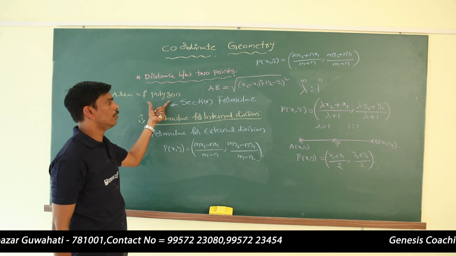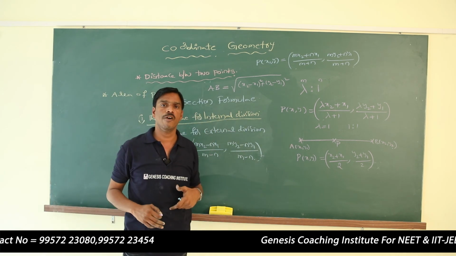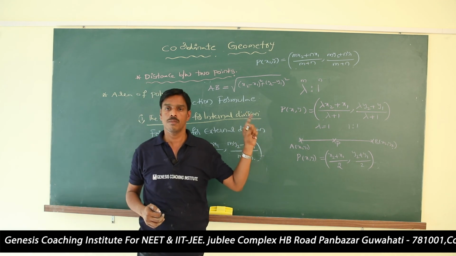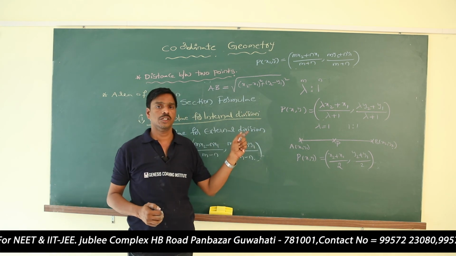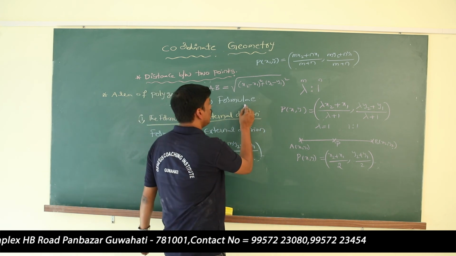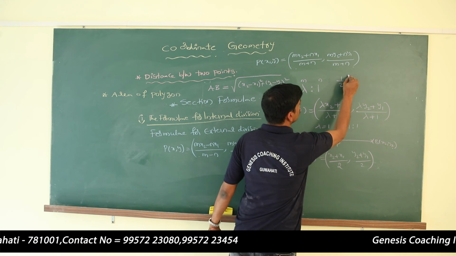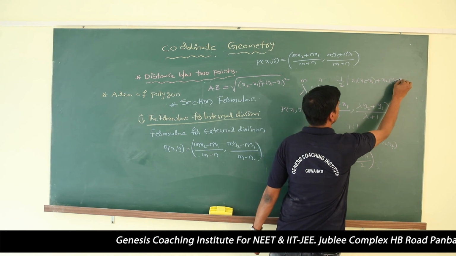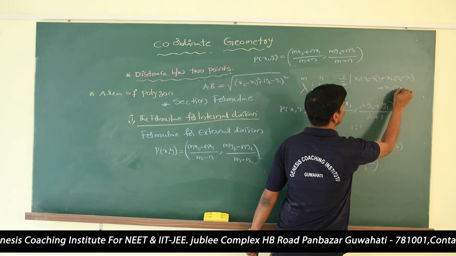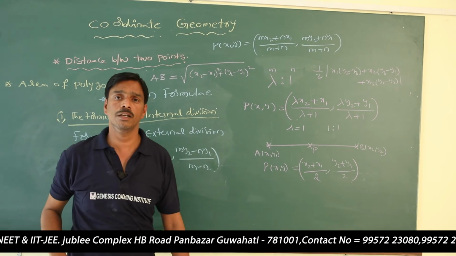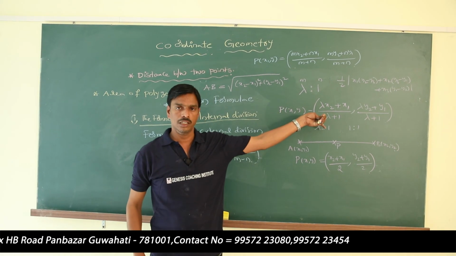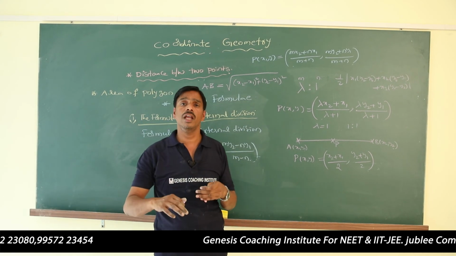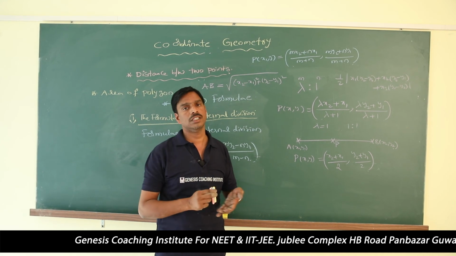The next one, area of polygon. Here we have three formulas for finding the area of a polygon. One formula we can apply directly: half into mod of x1 (y2 minus y3) plus x2 (y3 minus y1) plus x3 (y1 minus y2). Or we can apply a determinant also. By using a determinant we can find the area of a triangle, or by using the stair method also. Suppose n vertices are given, then we can easily apply the stair method to find the area of the polygon.